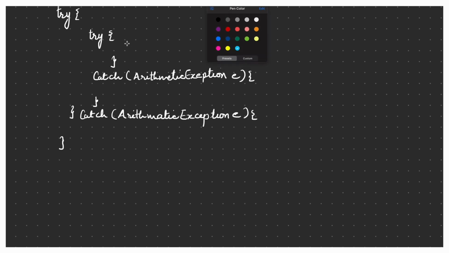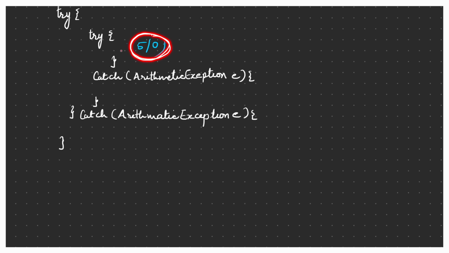Now let's say there is an exception inside the inner try block. Let's say we have 5 by 0 inside this try block. That means divide by 0, so it will throw an arithmetic exception. When there is an exception inside this try block, it has to be handled, so the control will move to the inner catch block corresponding to this inner try block.